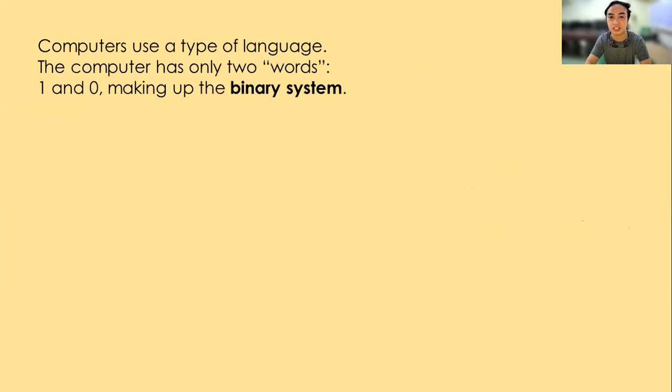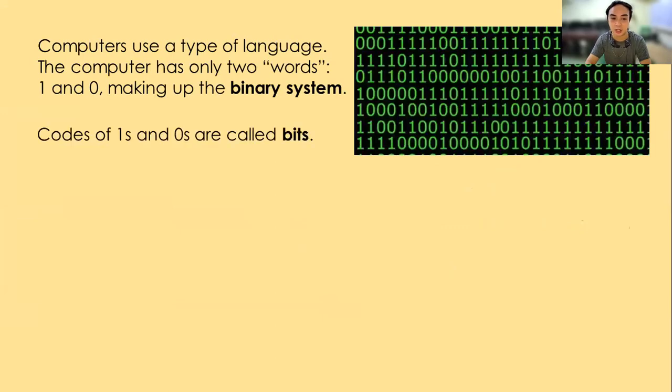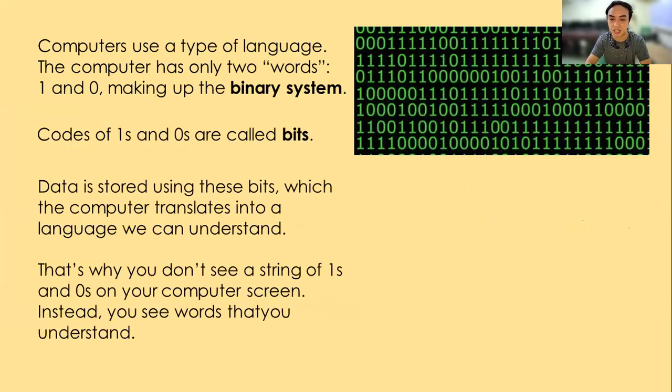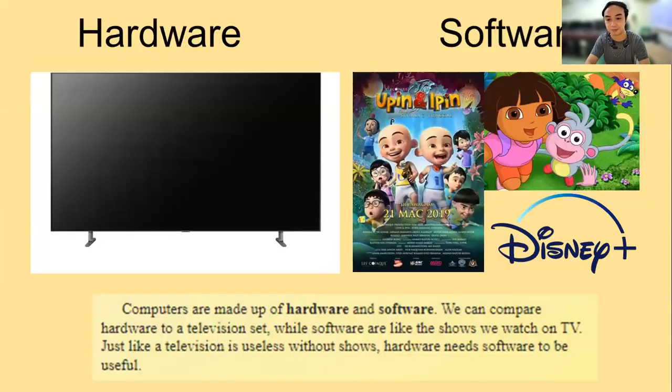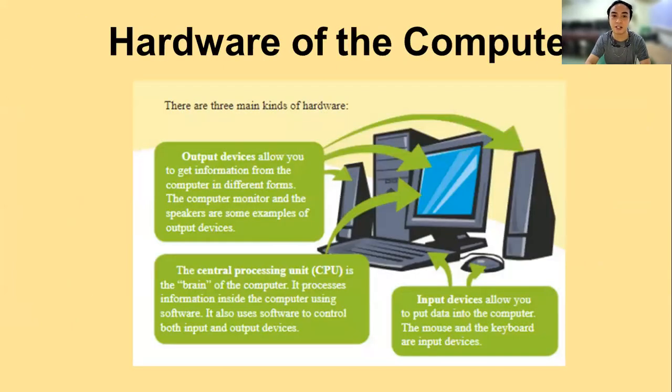We also discussed the two words of the language of computer, the 1 and 0, which is called the binary system, wherein ones and zeros are called bits. We discussed also the difference between hardware and software. Under hardware, there are three.